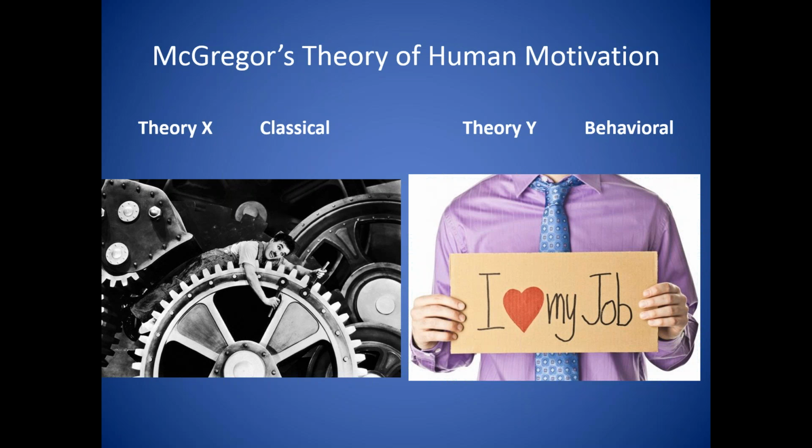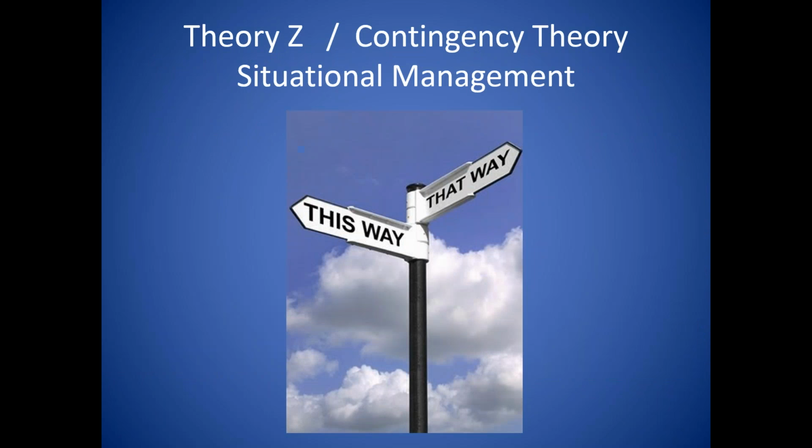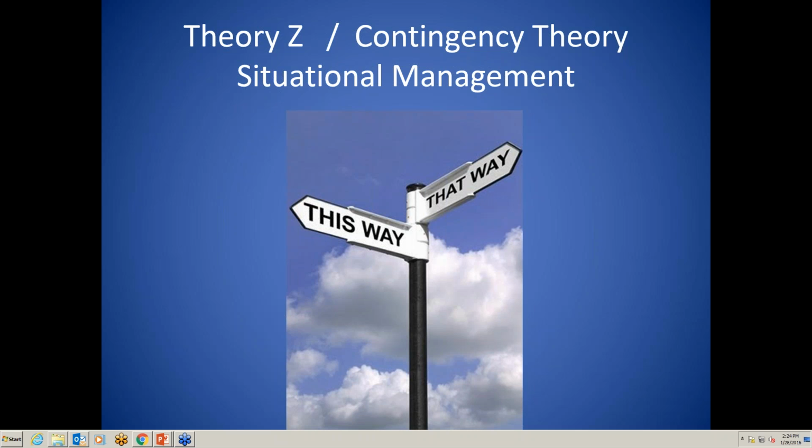Excuse me. And a supervisor approaching employees in one way or the other is going to have different outcomes depending on the employees. What's the appropriate approach? A more recent model talks about contingency theory, what's frequently called Theory Z, which is situational. And it says that there's not one best way to manage.